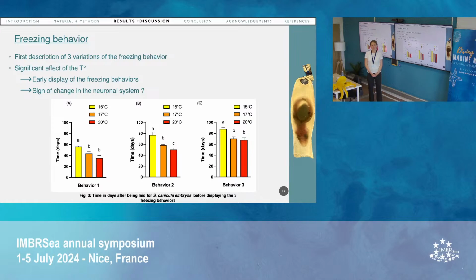Can I follow up there? What temperature was it when you collected these eggs? Sorry, what temperature was it when you collected? 15 also.